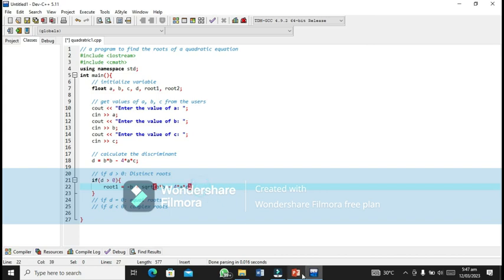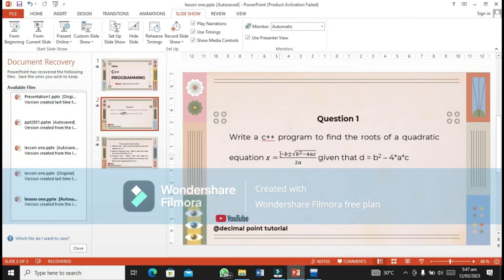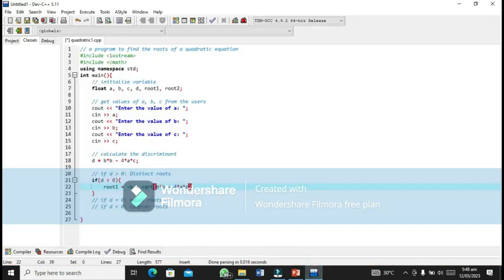So remember, please take note of the formula that the square root is the square root of the determinant. So we already have this, so you can just remove it and put the square root of D.